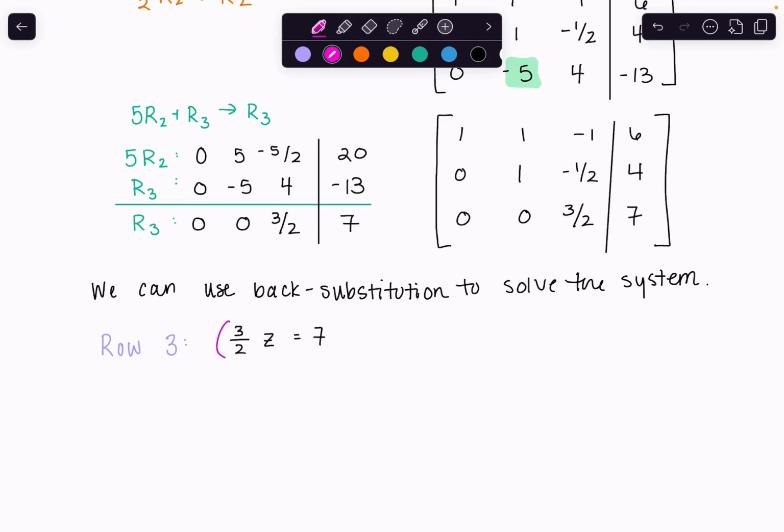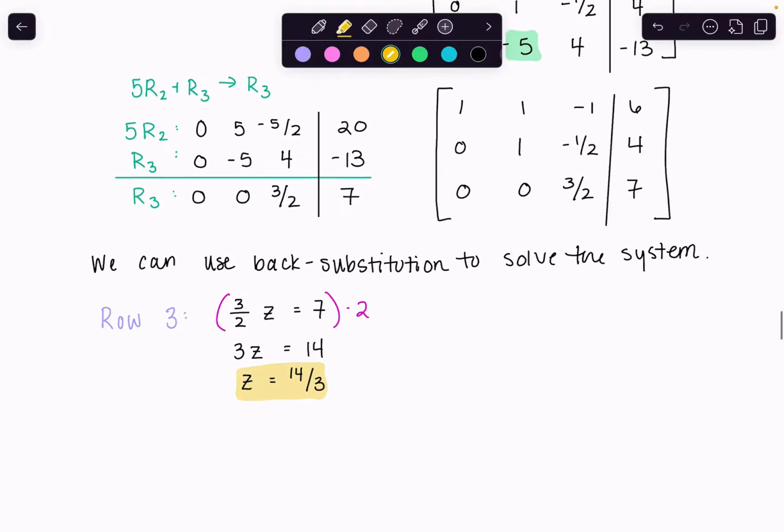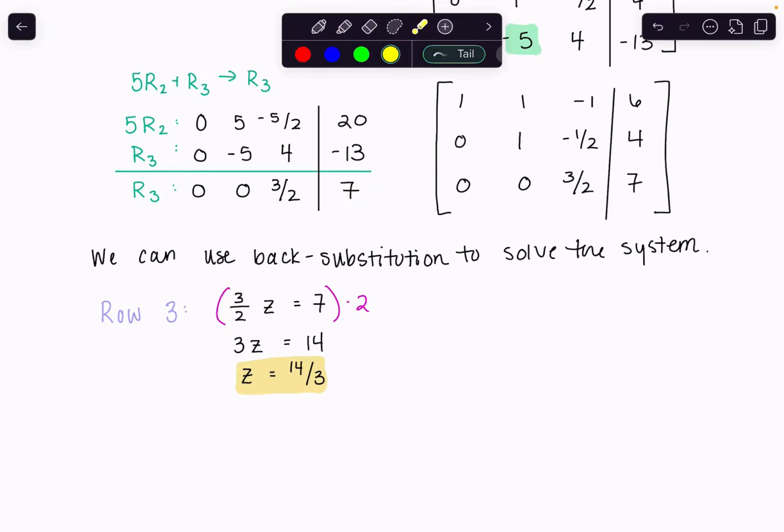We go ahead and multiply by 2. That gives us 3z equals 14. And then dividing by 3 gives us not a pretty fraction, but a value for z. So our z coordinate is equal to 14 over 3. Right? Now that I know z, if I look at this second equation, that just involves y and z.